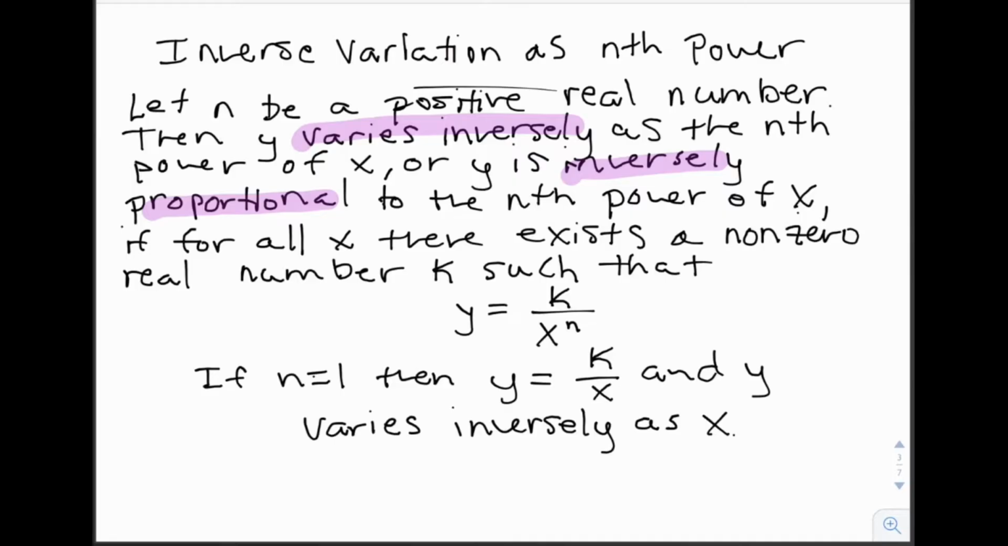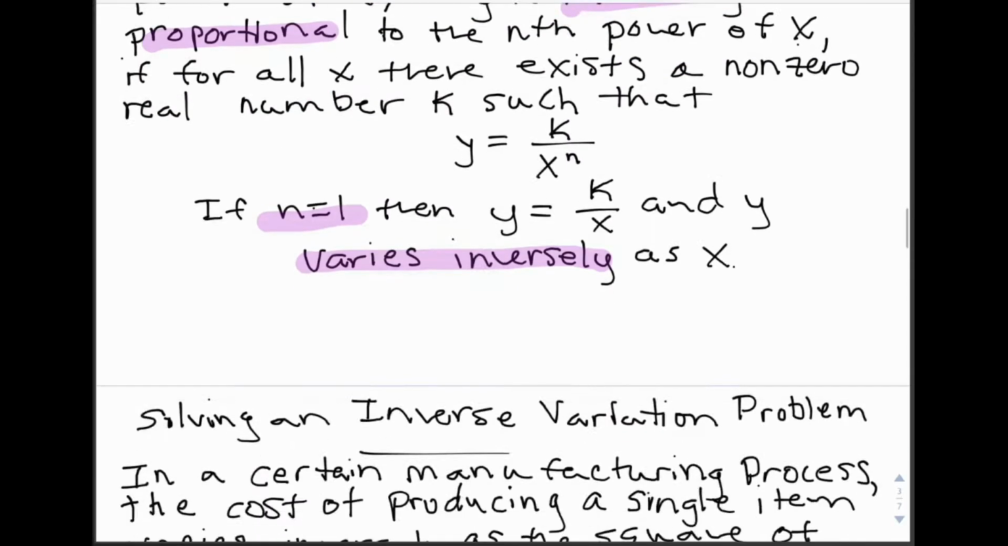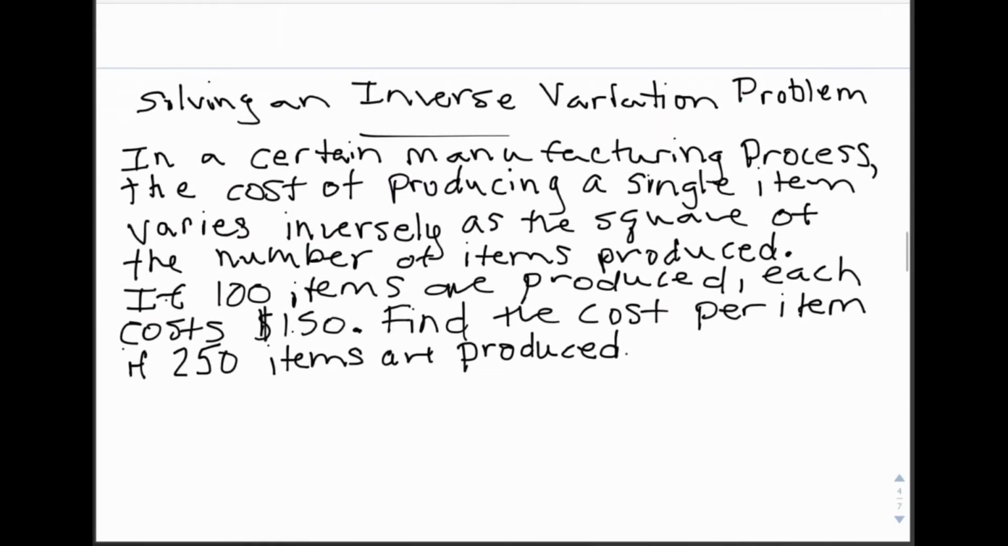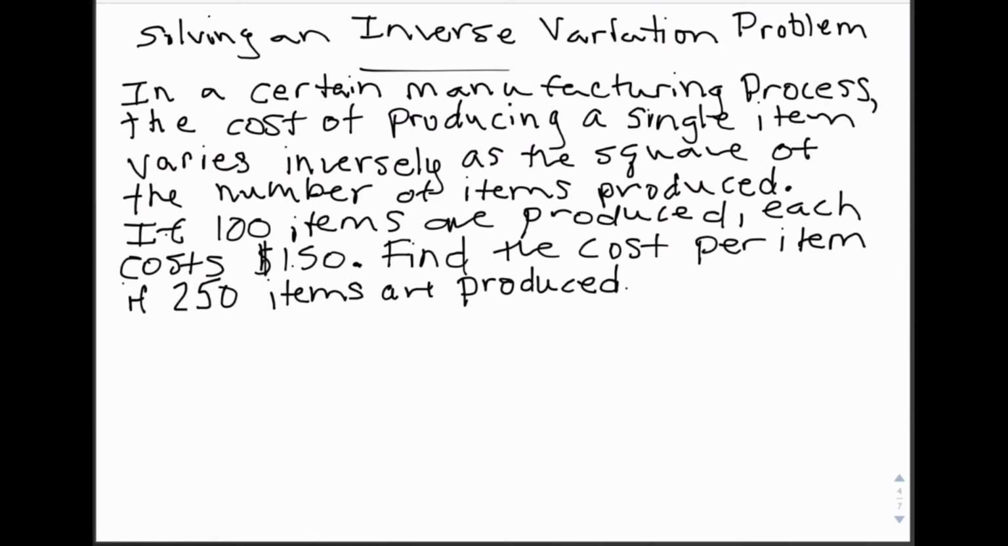Now, if your n is equal to 1, then y is going to be equal to k divided by x, and x raised to the 1 is just going to be x in this case. So you're going to use that one. And additionally, if it tells you varies inversely as x, you can use that second equation as well. So let's look at an example solving an inverse variation problem.